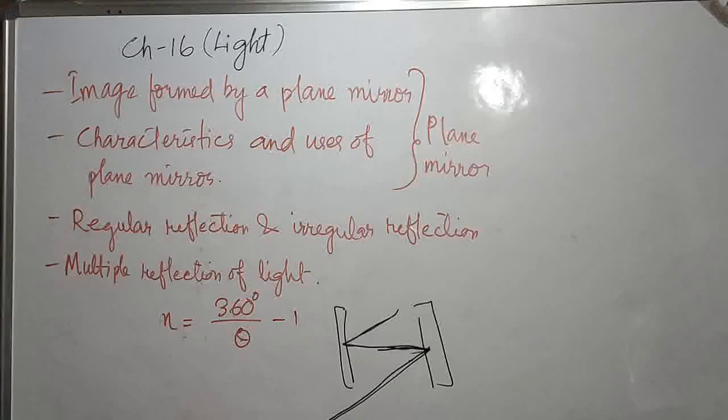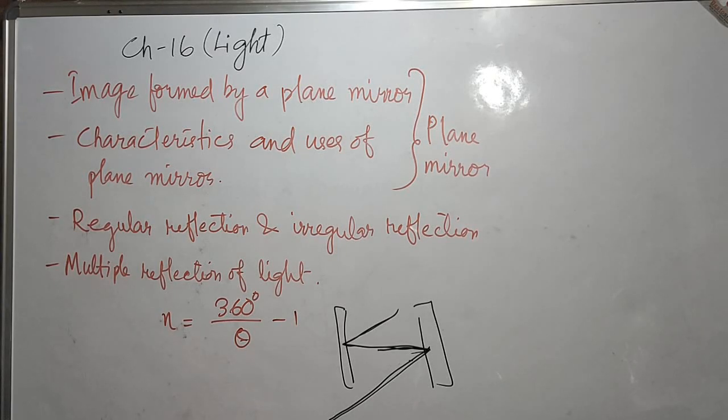Now the last one is multiple reflection of light. Multiple reflection of light is the reflection where the rays or beam of light move back and forth several times between two or more mirrors that are kept at certain angles to each other. This multiple reflection gives rise to multiple images. Depending upon the angles at which the mirrors are kept, the number of images formed will also be different.